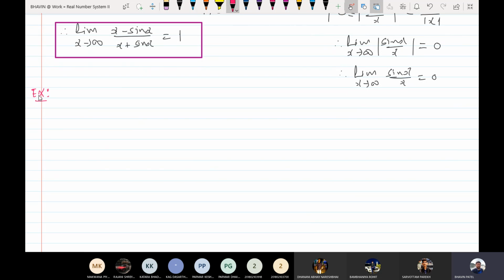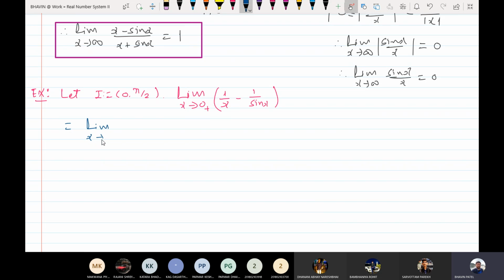Let I equal to, consider this limit: x tends to 0 plus, 1 upon x minus 1 by sin x. See, this is not in the form 0 by 0 or infinity upon infinity. So somehow we need to bring this into infinity upon infinity or 0 by 0 form.